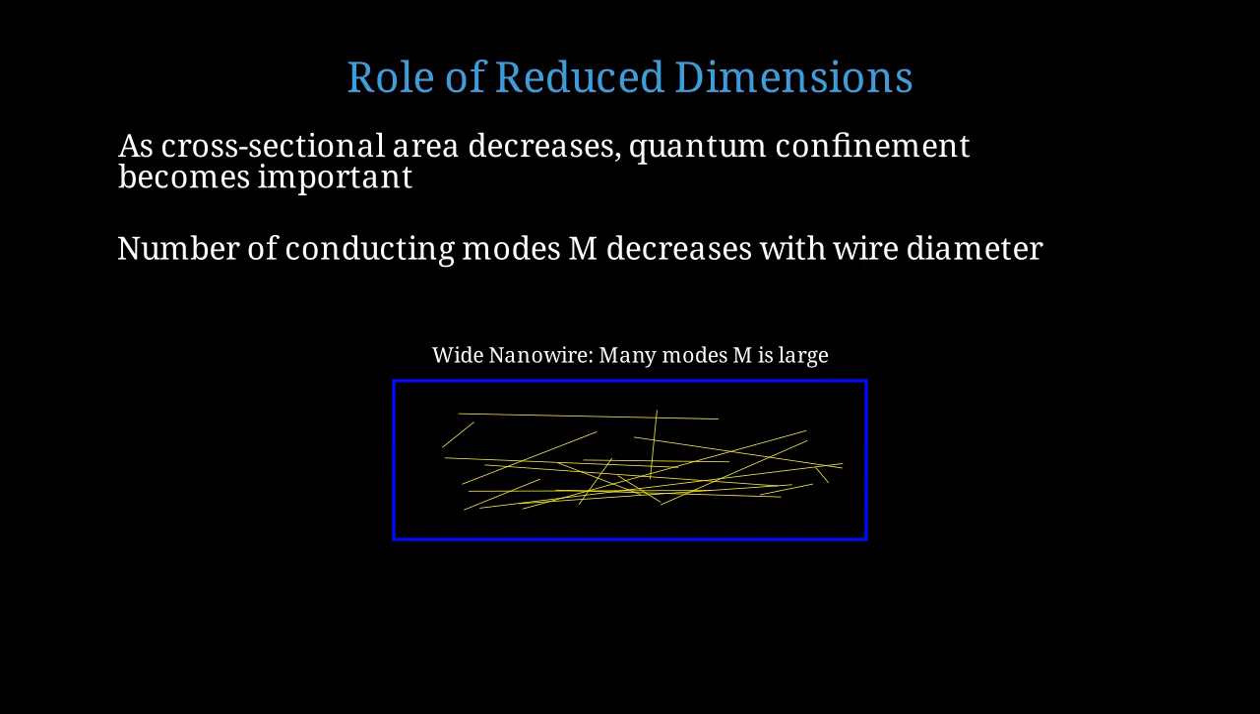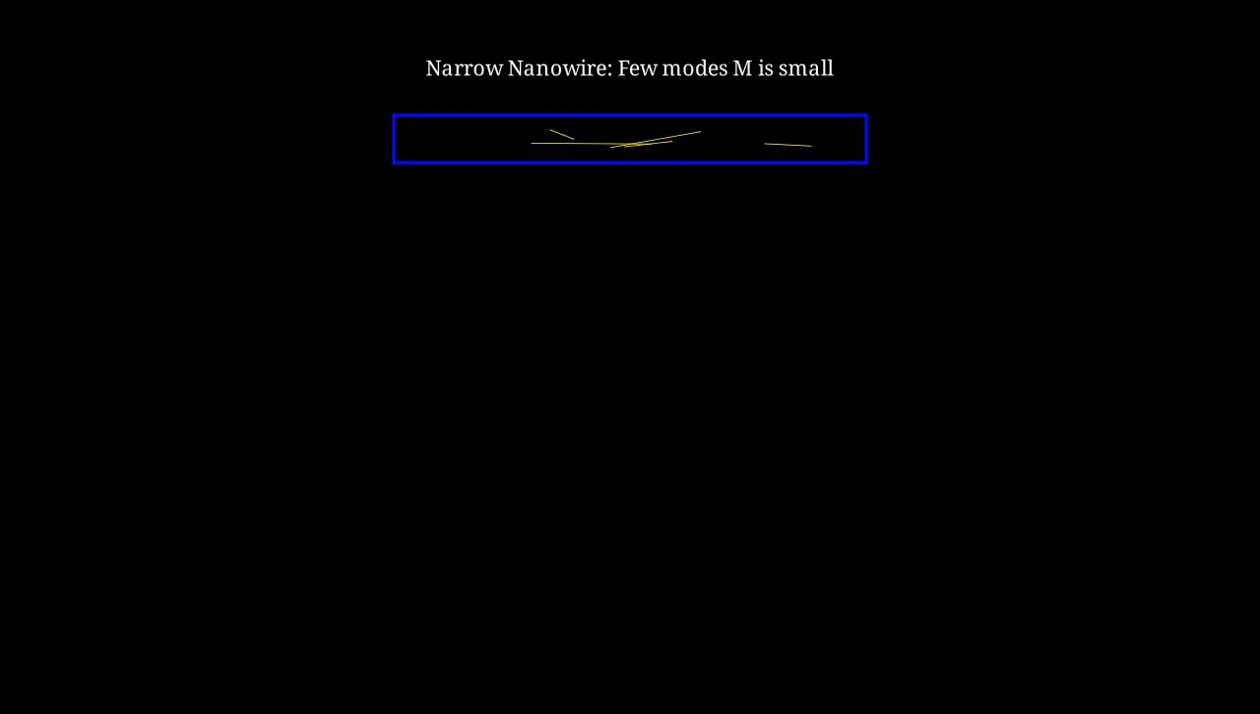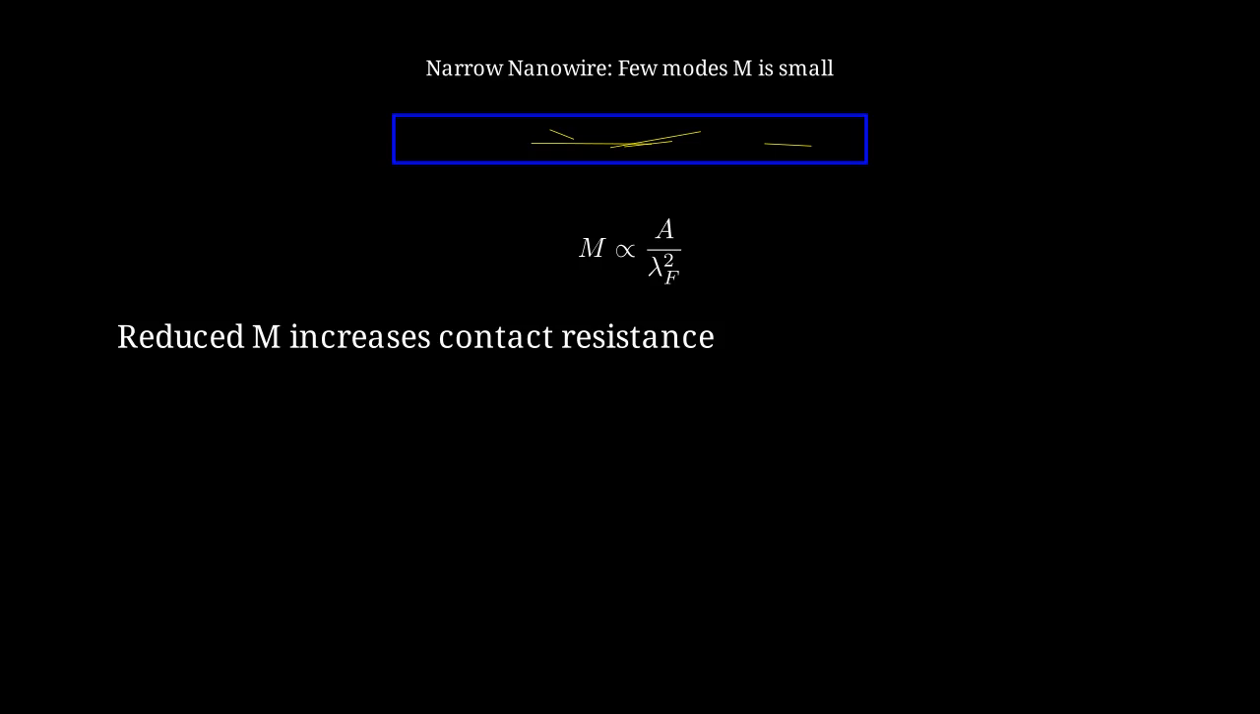Electrons can occupy many different quantum states as they propagate. In a narrow nanowire, only a few transverse modes fit. Quantum confinement suppresses most states, leaving only a small number of conducting channels. The number of modes scales as M proportional to A over lambda F squared, where A is the cross-sectional area and lambda F is the Fermi wavelength. As M decreases, the contact resistance increases because fewer channels are available to carry current. For M equals 1, the resistance is maximized at the quantum limit.